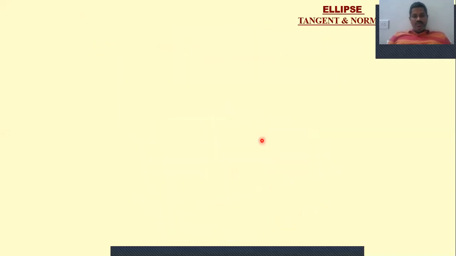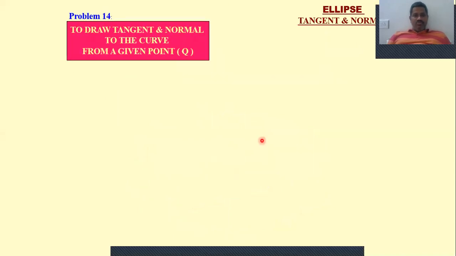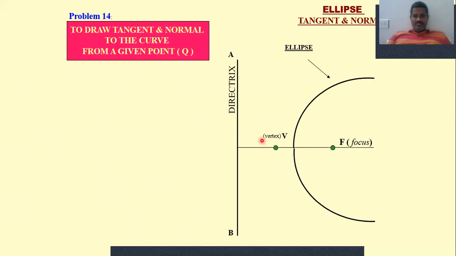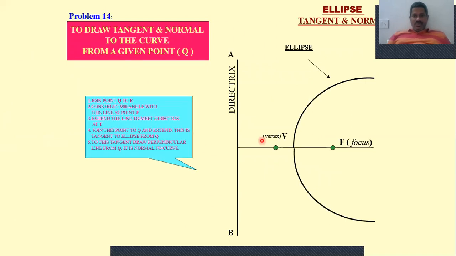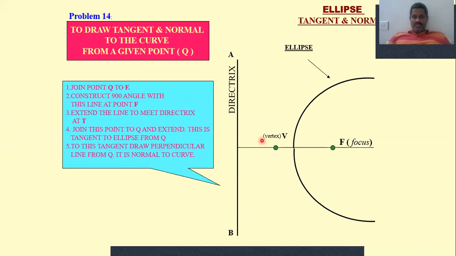Now let me move further to C. So I take one more problem here, to draw tangent and normal to the curve from the given point. Okay, now let us see. So we have an ellipse here. In this case we have directrix and the focus point, then we have vertex here. So this is a general method to draw the ellipse using the directrix and focal point method.